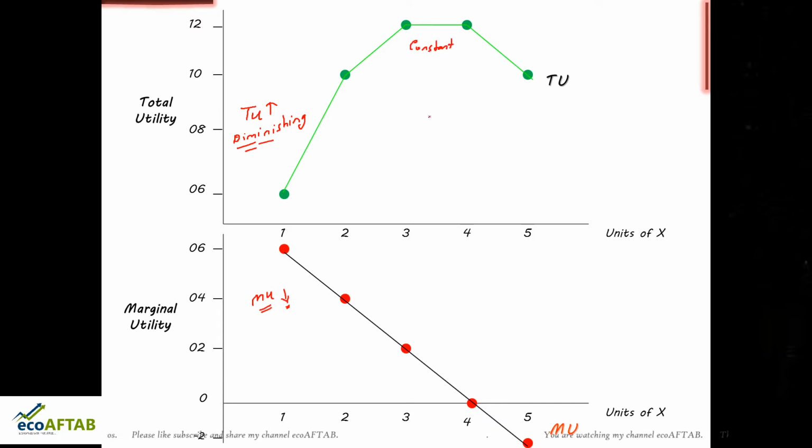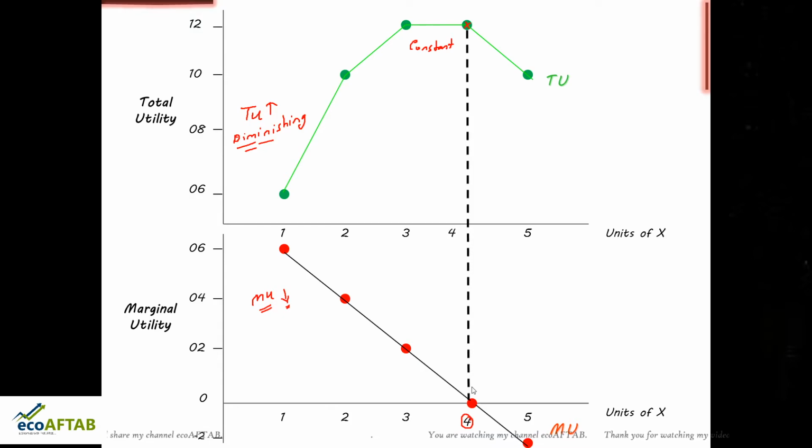Why does it become constant? Because when the consumer consumes the fourth unit, what happens to his marginal utility? His marginal utility becomes 0, and at that time his total utility is maximum. And this point, this unit 4, plays a very important role. When the marginal utility of the fourth unit is 0, the total utility is maximum. So from 4 units, the total utility is maximum.